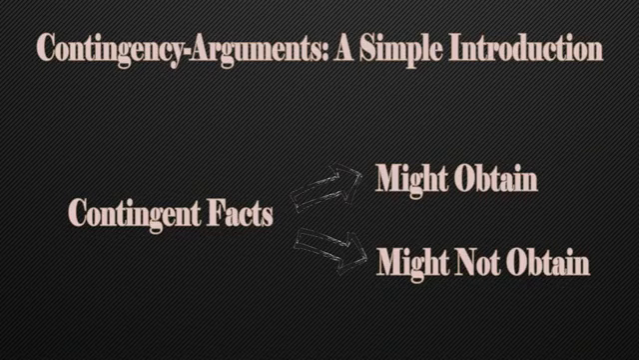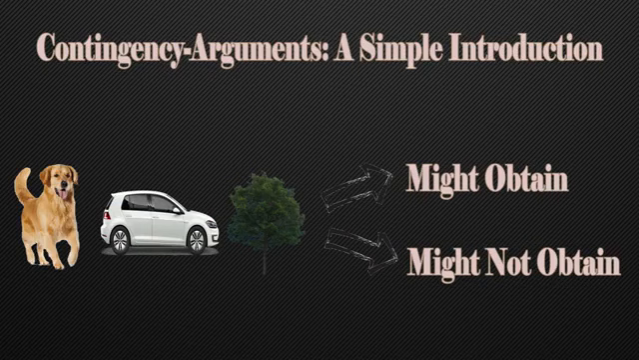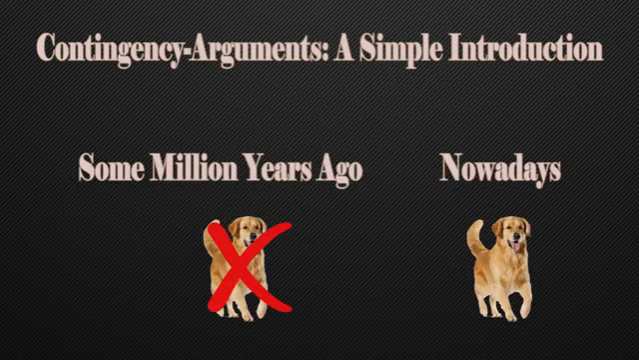Facts that do obtain, but might not have obtained. The existence of ordinary objects like cars, trees, or dogs are such facts. Cars, trees, and dogs do exist, but they might not have existed. So it's true that dogs exist, but it might not have been true. Probably some million years ago dogs didn't exist, and yet now they do. So the truth value of the proposition "dogs exist" changed from false to true.